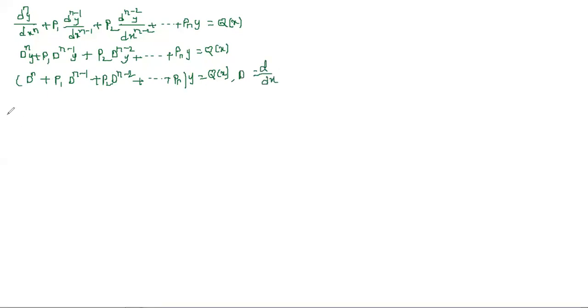And next, we are comparing this one with f of D into y is equal to q of x, where f of D is a polynomial of degree n. So that f of D is nothing but we are defining as D^n plus p1 D^(n-1) plus p2 D^(n-2) plus and so on plus pn. So this one we are choosing as f of D.